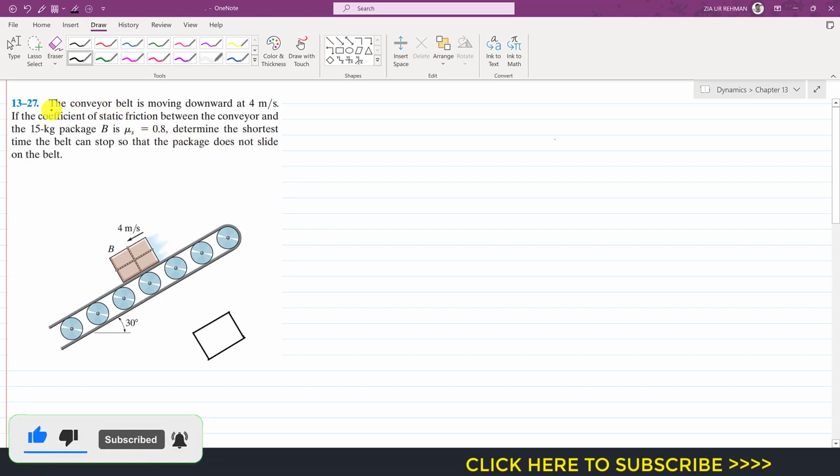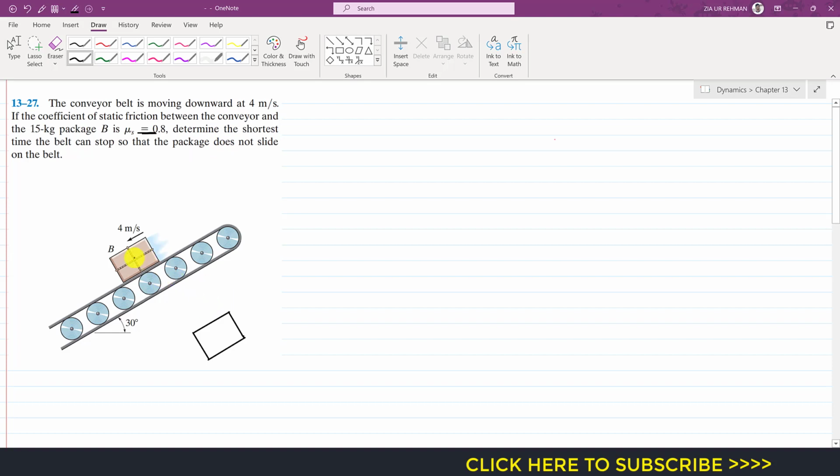Now let's solve this problem. In this problem it is said that the conveyor belt is moving downward at 4 meters per second. If the coefficient of static friction between the conveyor and the 15 kg package B is 0.8, we have to determine the shortest time the belt can stop so that the package does not slide on the belt.